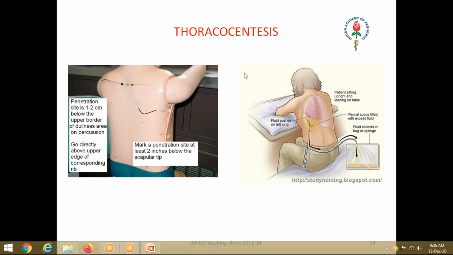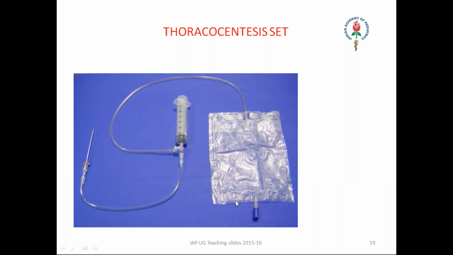So this is the position. In a thoracocentesis, the penetration site is 1 to 2 centimeters below the upper border of the dullness area in percussion. Draw directly up above the upper edge of the corresponding rib. The patient is sitting upright and leaning on a table. Pleural space filled with excess fluid. Fluid collects in a bag or a syringe. This is a thoracocentesis set.